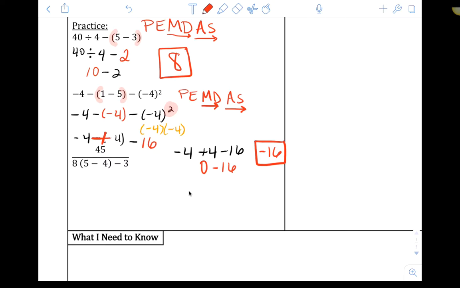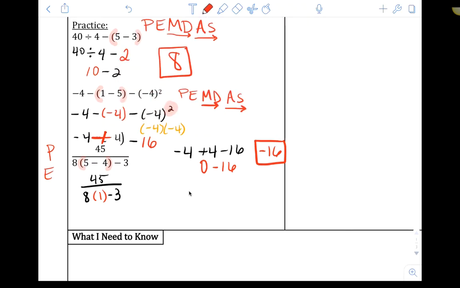And our last one. So I'll do it in this side. The parentheses that I have to take care of first just happen to lie in the denominator. So I'll keep my numerator the same, 45, divided by 8 times, and here's what it will change to. 5 minus 4 is 1, and then minus 3. Next, we'll take care of any exponents. We don't have any. So then we're going to do multiplication or division, whichever comes first, left to right. So in this case, when I see 8 times 1, I'll do that first.